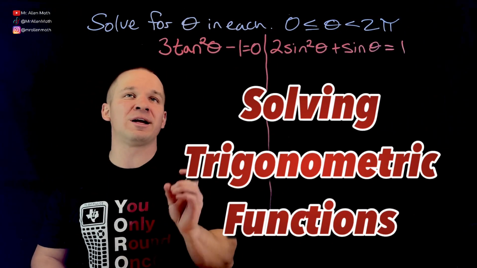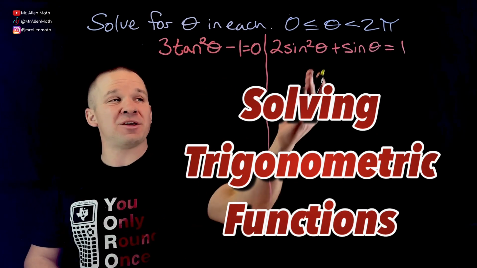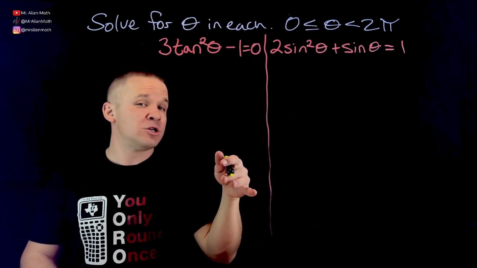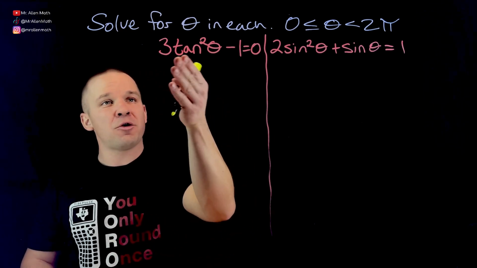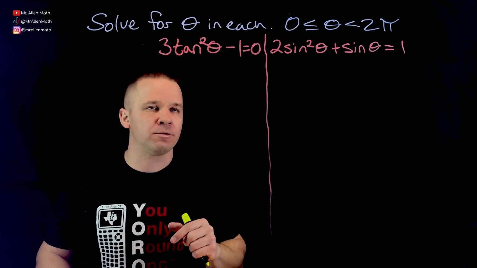Some fun stuff here, a little pre-calc action. We've got to solve for theta in each, and theta is bound between 0 and 2 pi. So we're in radians for this one. First one, 3 tangent squared theta minus 1 equals 0.